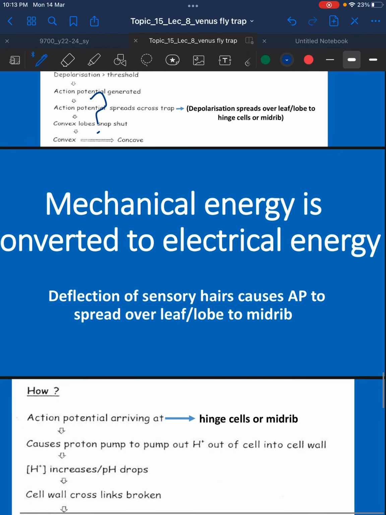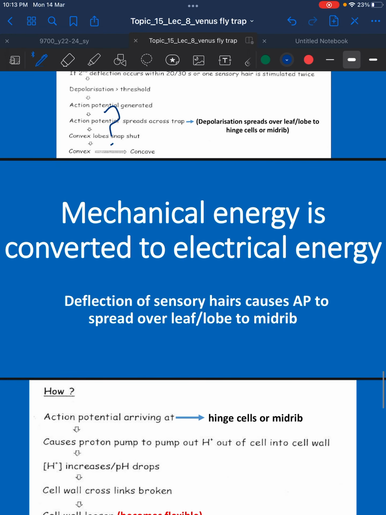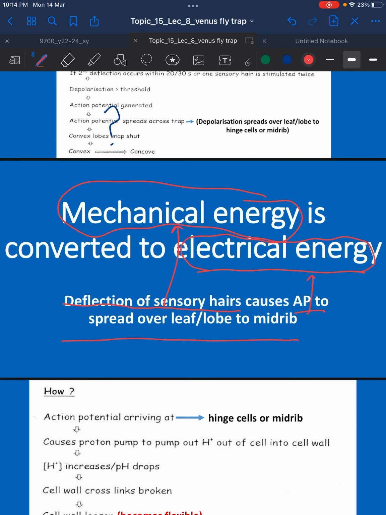But before that, let's have a look at this one here. Mechanical energy is converted to electrical energy. So deflection is deflection of sensory hair. This is the mechanical energy. And then the action potential spreads. That is the electrical energy. The action potential is the spreading of the action potential across over the lobe, and then later on to the midrib or hinge cells, is what we call electrical energy.